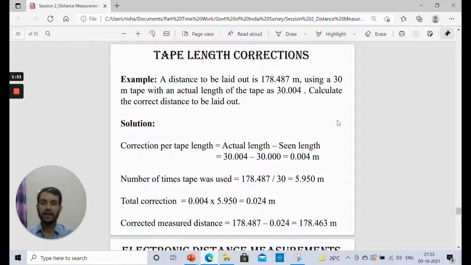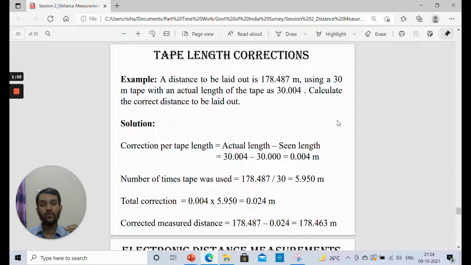So you can check that value is lesser. Okay, it should be less. Why? Because this tape is longer. So to lay out the same distance, you should lay lesser distance on the ground. Okay, but simply how you can do the calculations, you can just find same way correction per tape length. It is given by the same formula. The actual length that you are having the tape is 30.004 meter. You just need to subtract the initial length, means the tape length that you are seeing, it is 30 meters. So the difference between these two values will be 0.004 meter.